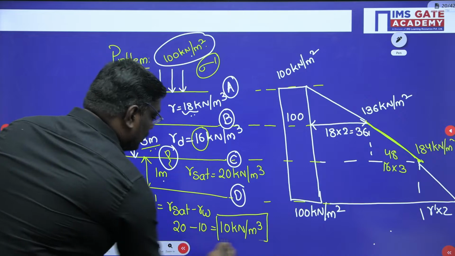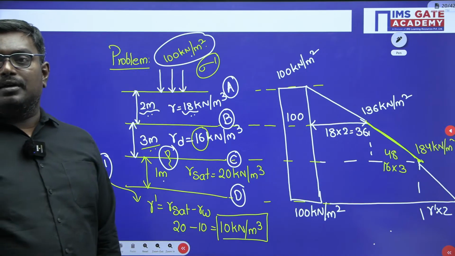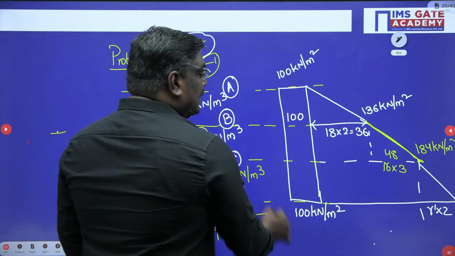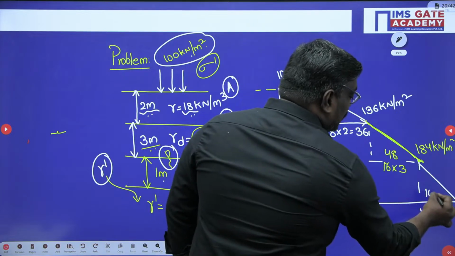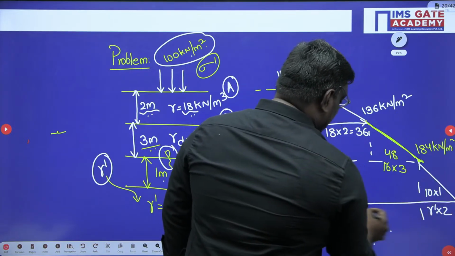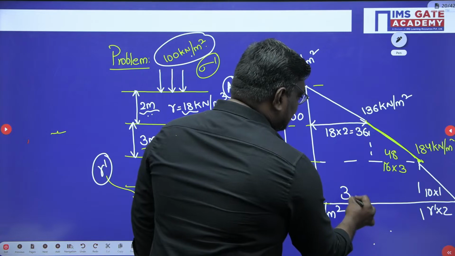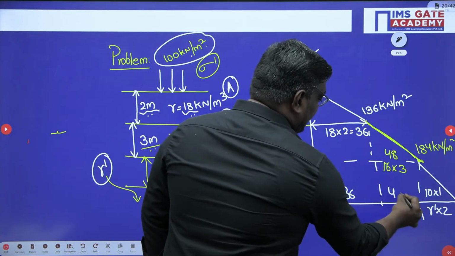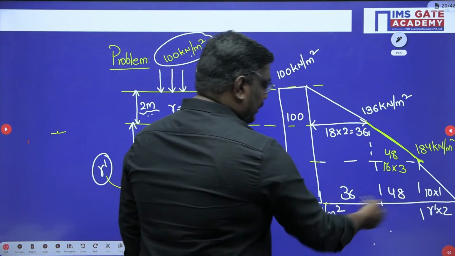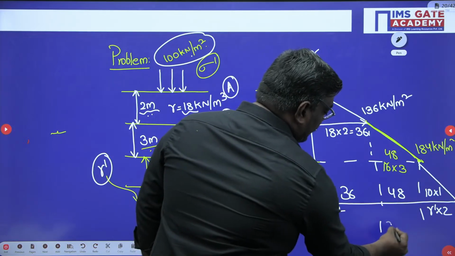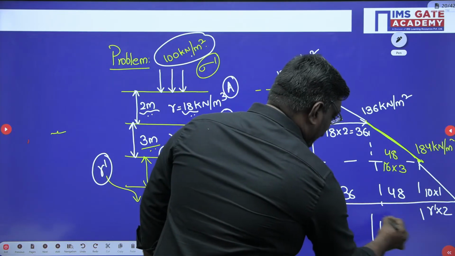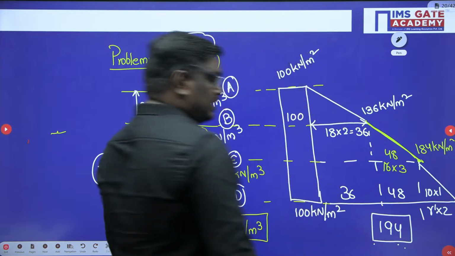It will be equal to 10 kilonewton per meter cube. It is having a depth of 1, so here it is 10 into 1. So you can write here, this is 36, this is 48, this is 10. So 146, total value will be 194 kilonewton per meter square.